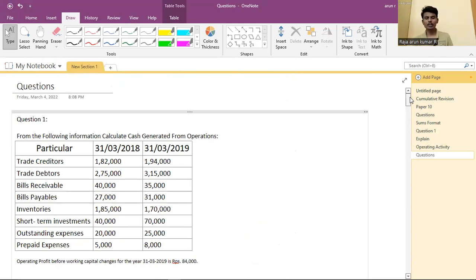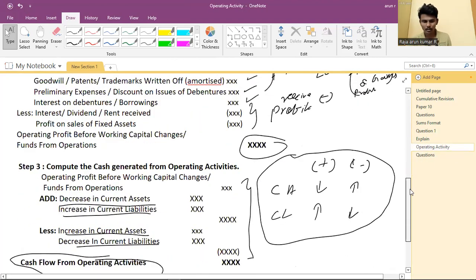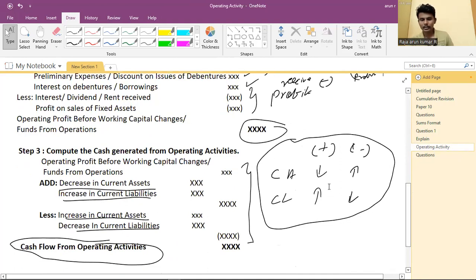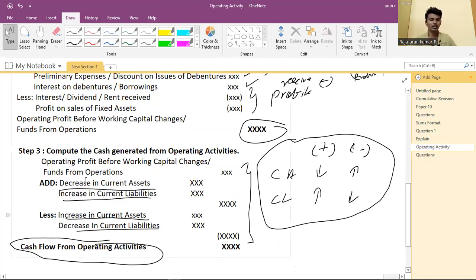In the working capital changes, there is a format given in the diagram. Okay. In the format we see, you just recall it again. Current asset decreases, add it. Current asset increases, less it. Current liability increases, add it. Current liability decreases, less it. The simple chart, if you have reading ability to remember that: decrease in current asset, add it. Increase in current liability, add it.